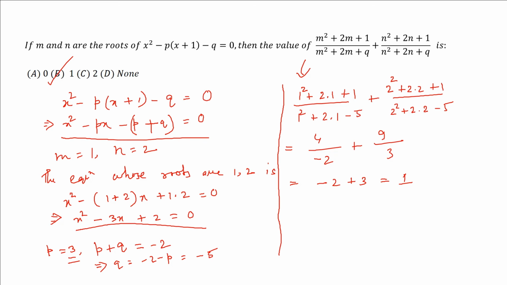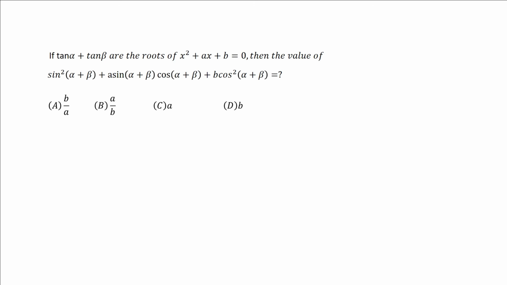Next example. If tan alpha and tan beta are the roots of x square plus ax plus b equal to 0, then the value of sin square (alpha plus beta) plus a into sin (alpha plus beta) into cos (alpha plus beta) plus b into cos square (alpha plus beta) is equal to, we have 4 options, A, B, C and D. So we have to apply the trick, and so we take some values of alpha and beta.